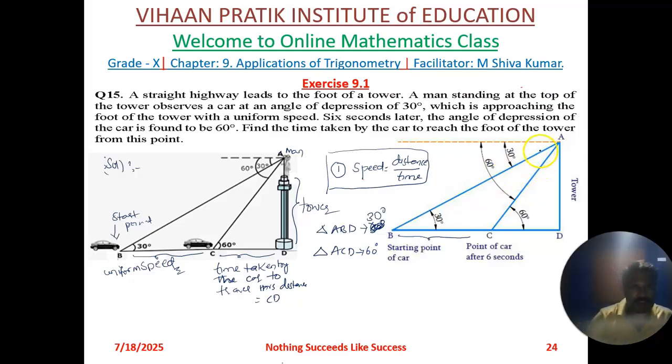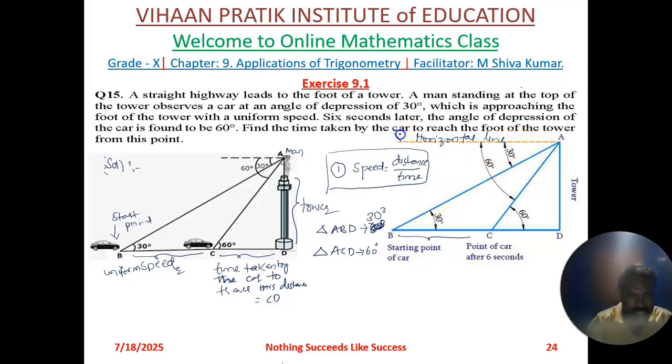Yes students, I have not explained this. This is the horizontal line, because we have already done so many problems. This red line is the horizontal line and this is the line of sight. The angle made by the horizontal and the line of sight is called the angle of depression.